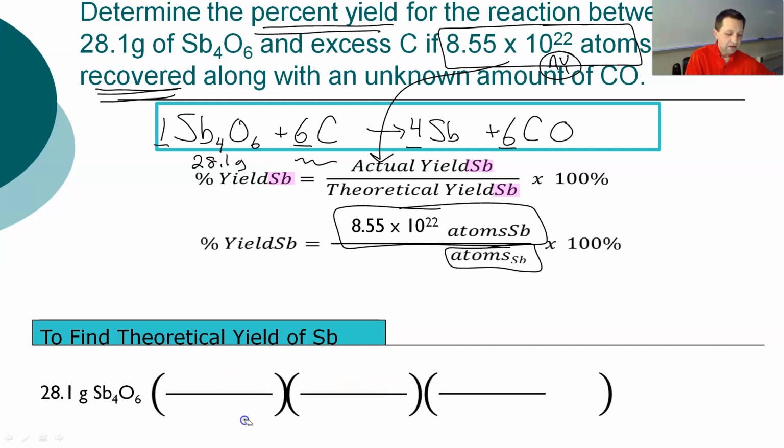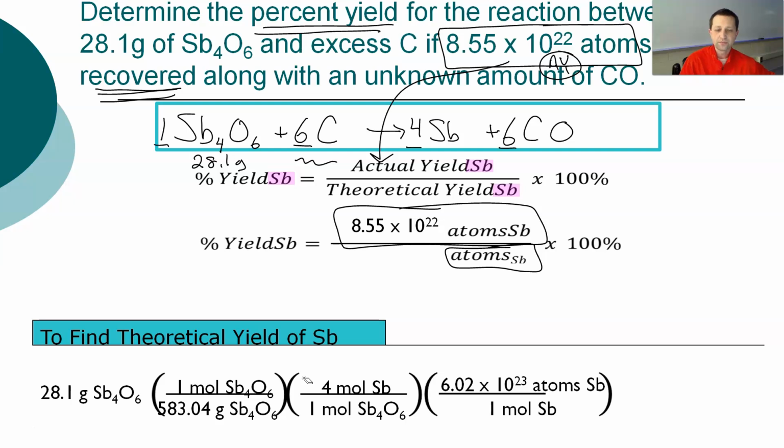Okay, so I'm going to have this pop up here on the slide for you, so you can pause the video if you want and write the numbers in. But we've done this before. This is just a basic stoichiometry problem here, going from grams of A to atoms of B.